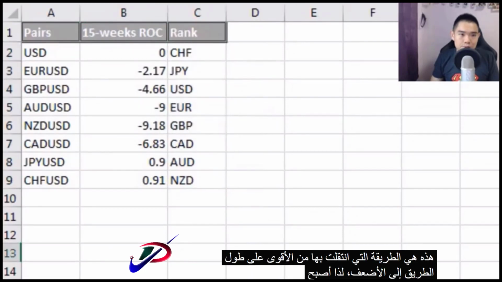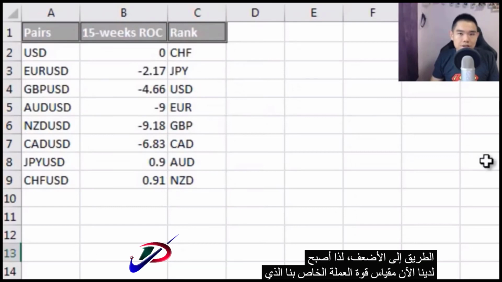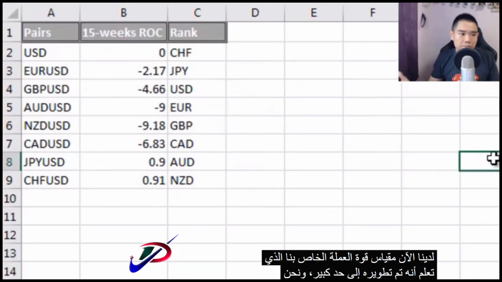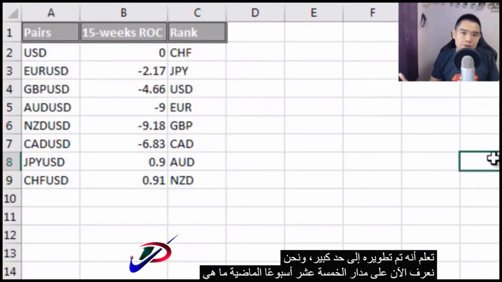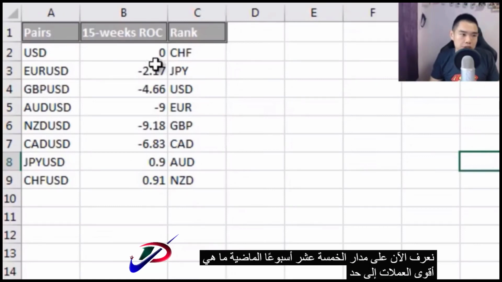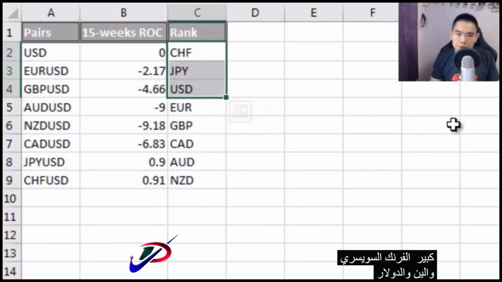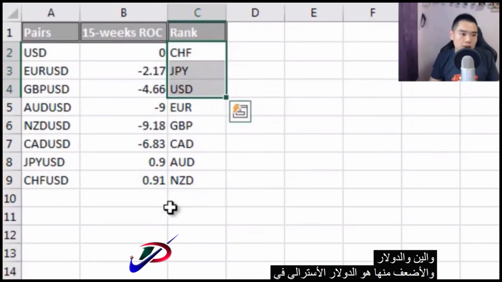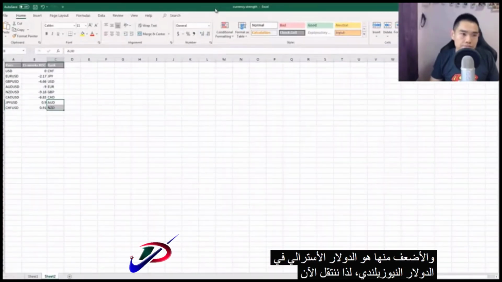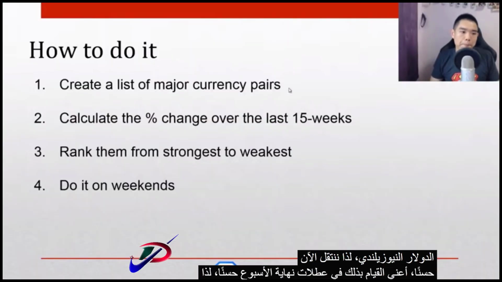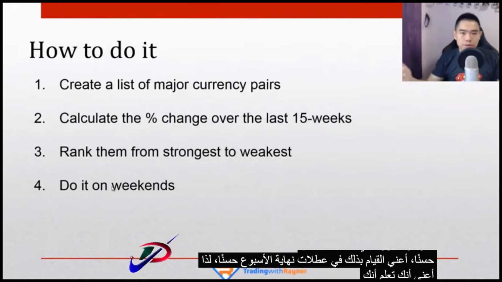Simple. So now we have our currency strength meter, pretty much developed, right? We now know over the last 15 weeks which are the strongest currencies. It's pretty much the Swiss franc, the yen, and the dollar. And the weaker ones are the Aussie and the New Zealand dollar. So now moving on. I mean, do it on weekends. Okay, so you know that already.